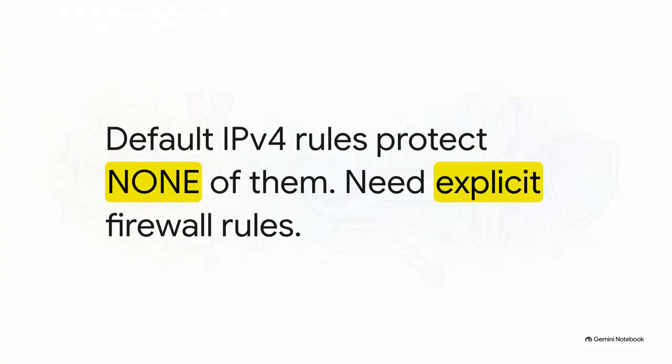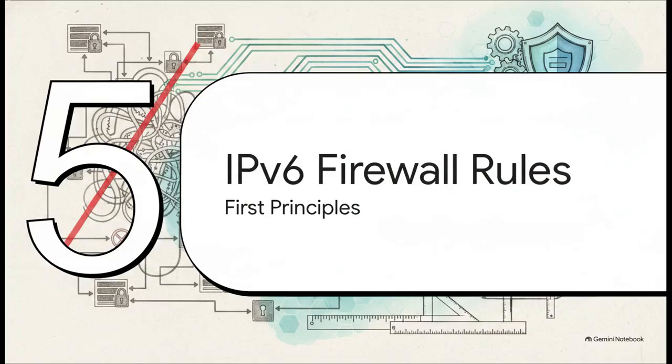The universal truth across all these mechanisms, and there are 11 tracked in the broader chapter, is that default IPv4 rule sets protect absolutely none of them. Protocol 41, UDP port 3544 used by Teredo, and synthesized DNS records from DNS64 will silently bypass your standard IPv4 perimeter controls. You absolutely must have explicit, mechanism-aware firewall rules in place. No exceptions. Section 5. IPv6 Firewall Design Rules, First Principles.